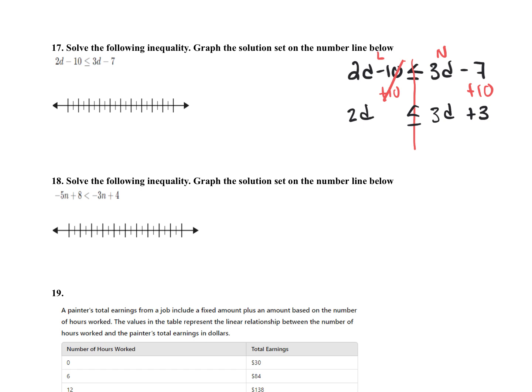Now on the number side, 3d is a number, so I need to subtract 3d because it's positive, and subtract 3d from the other side. Equal treatment always. Those cancel off, and I get negative 1d is less than or equal to this 3 down here. Now my last step is I need to divide by a negative 1 and divide by a negative 1. And when you divide by a negative, you have to flip your inequality sign. So d now becomes greater than or equal to negative 3.